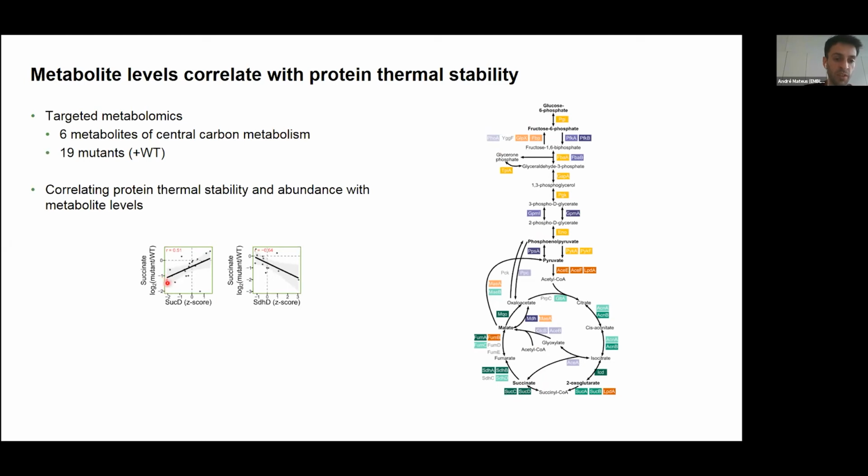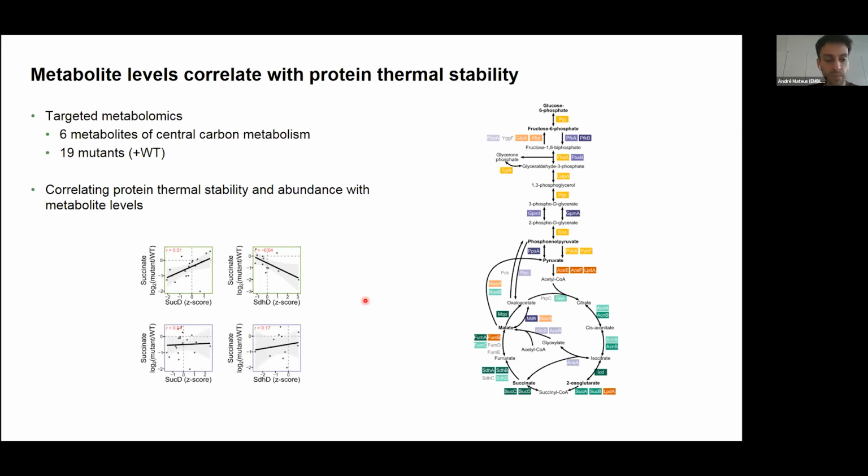And you can see, for example, in this mutant, succinate levels are low compared to wild type. And SUCD also appears to be thermally destabilized, probably because the metabolite is not there to thermally stabilize it. So overall, you can see that we see a good correlation between metabolite levels and the thermal stability of the protein, as we would expect. And we see similar things if you look at an enzyme on the other side of the reaction, SDHD. In this case, we see an anti-correlation, but still a very strong correlation between these two metrics.